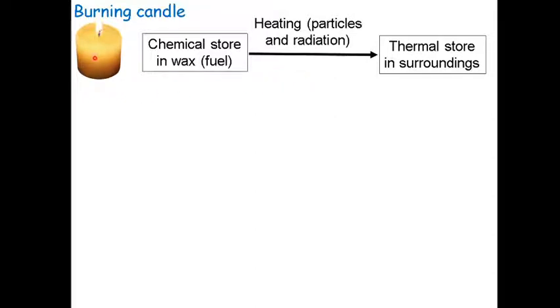Obviously you've got light and heat there that you can detect with your eyes and with your hand if you get close enough. That then gets converted into a thermal store in the surroundings. So all of the energy that was stored in the wax ends up as a thermal store in the surroundings. There might be a little bit of sound as well, which I haven't included here because I've tried to keep it simple, but that is another way energy is wasted, transferred by sound. But again, it's all going to end up as a thermal energy store in the surroundings.